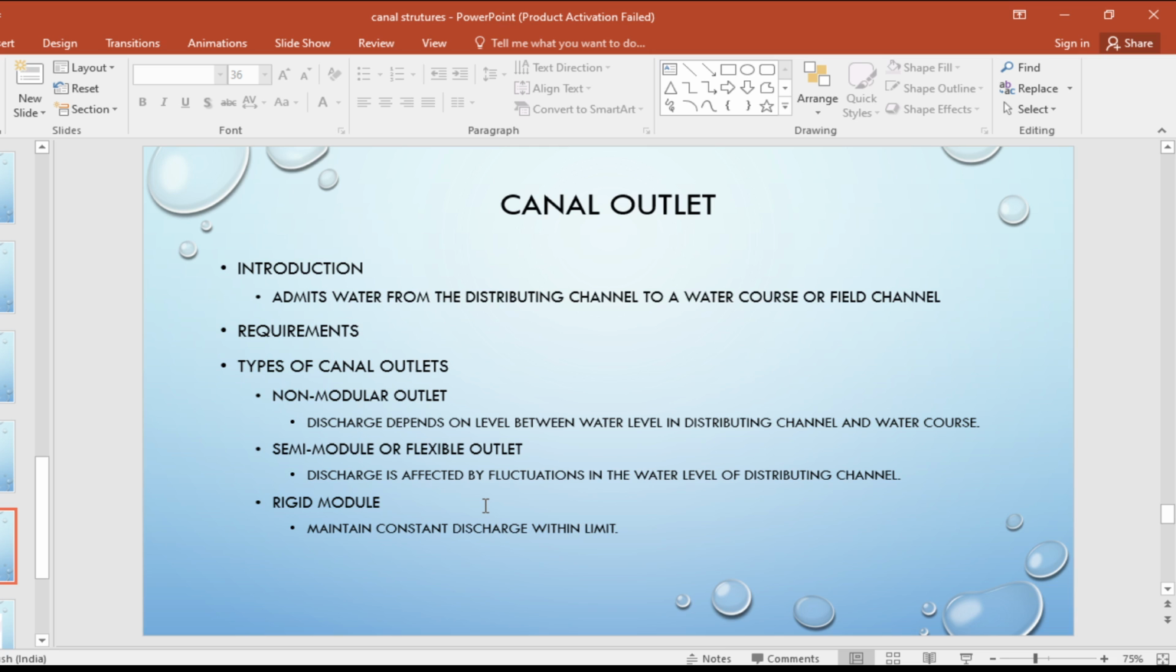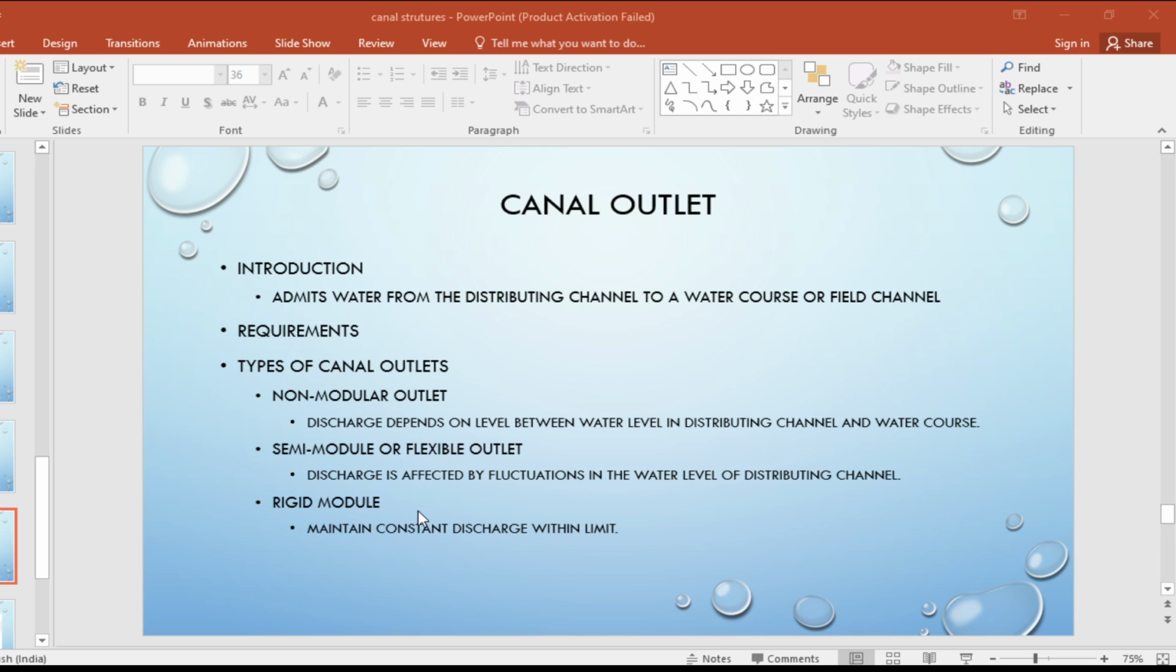Okay, the various outlets under the semi-modular category are pipe outlet, Kennedy's gauge outlet, Crump's open outlet, open flume outlet, and pipe cum open flume outlet. Okay. In non-modular outlet, there is a submerged pipe outlet. Here, the pipe outlet is in semi-modular or flexible outlet category. Third is your rigid module outlet.